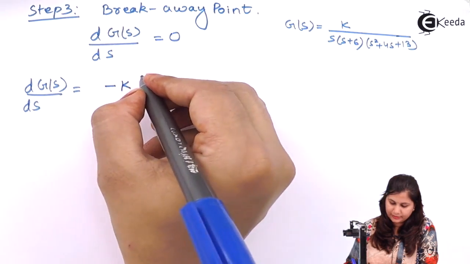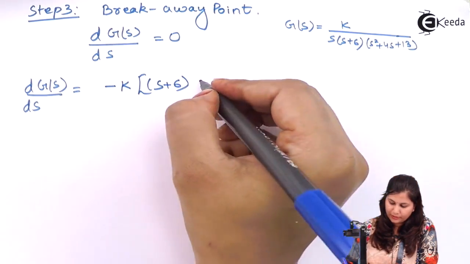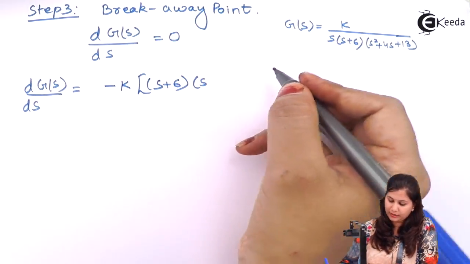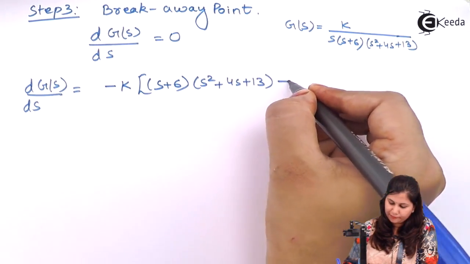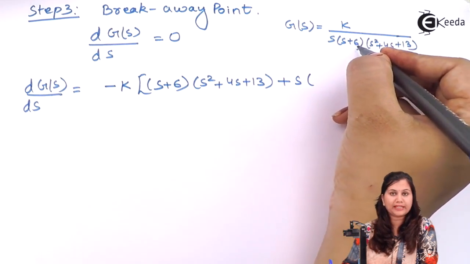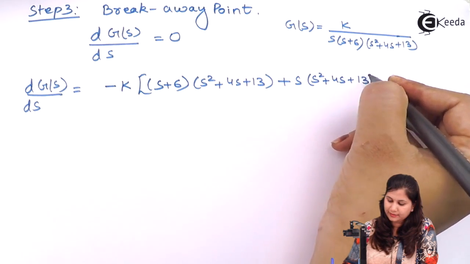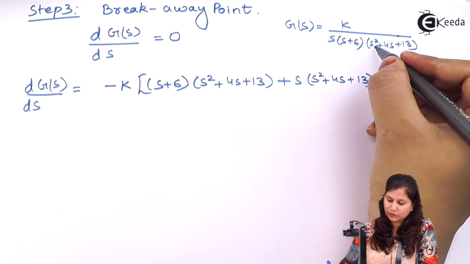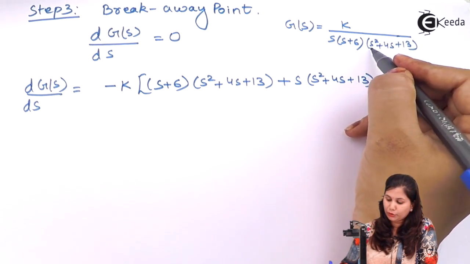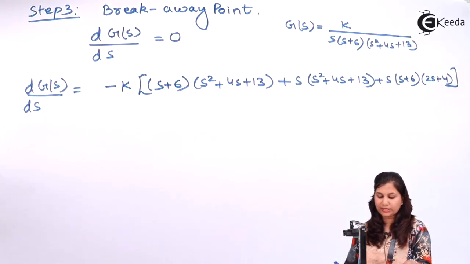minus K, then (s + 6)(s² + 4s + 13), because differentiation of s will be 1, then remaining terms as it is. Then we have plus s, differentiation of (s + 6) will be 1, remaining terms we will write as it is. Then we have s(s + 6) and differentiation of s² + 4s + 13 will be 2s + 4. Okay, so this is the differentiation of the open loop transfer function.